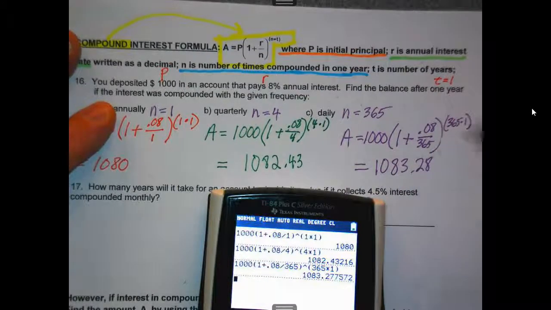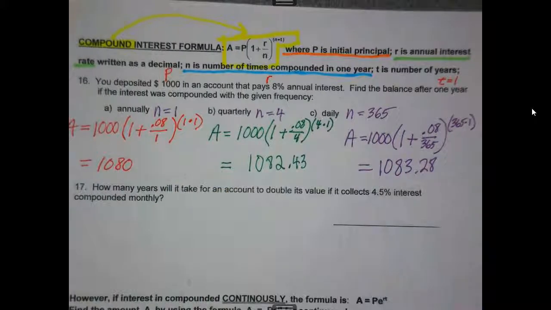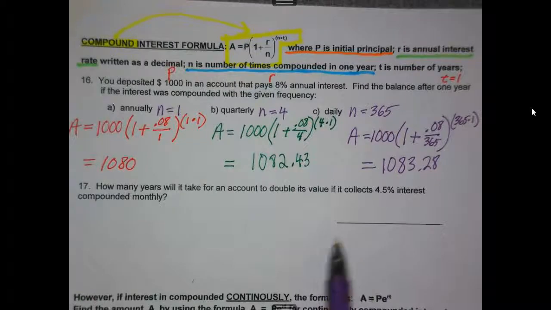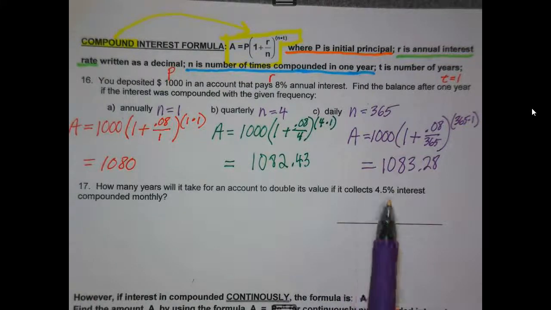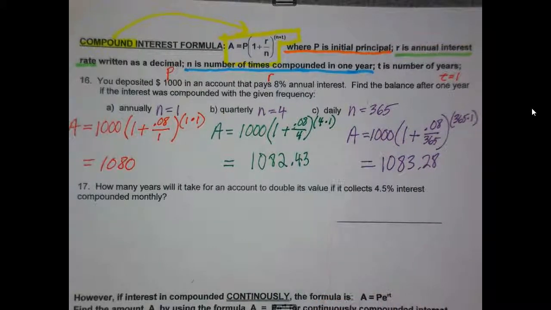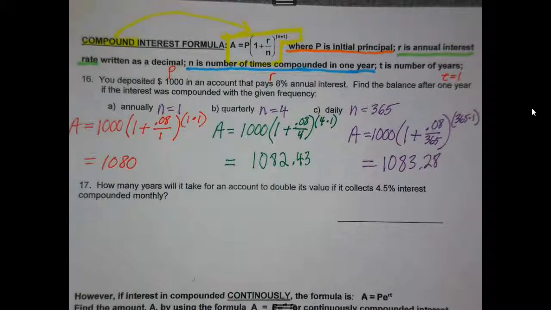1083.28. My n. That's my n. Okay, daily. 365 days in a year.